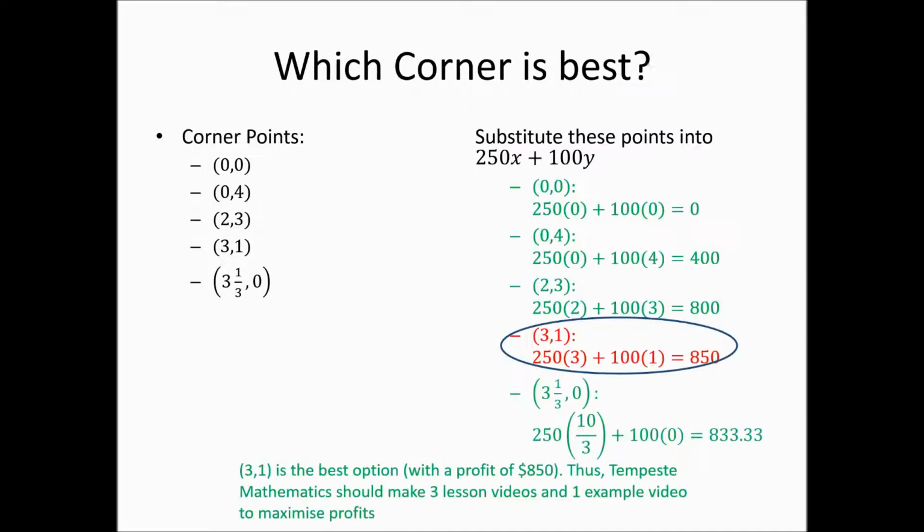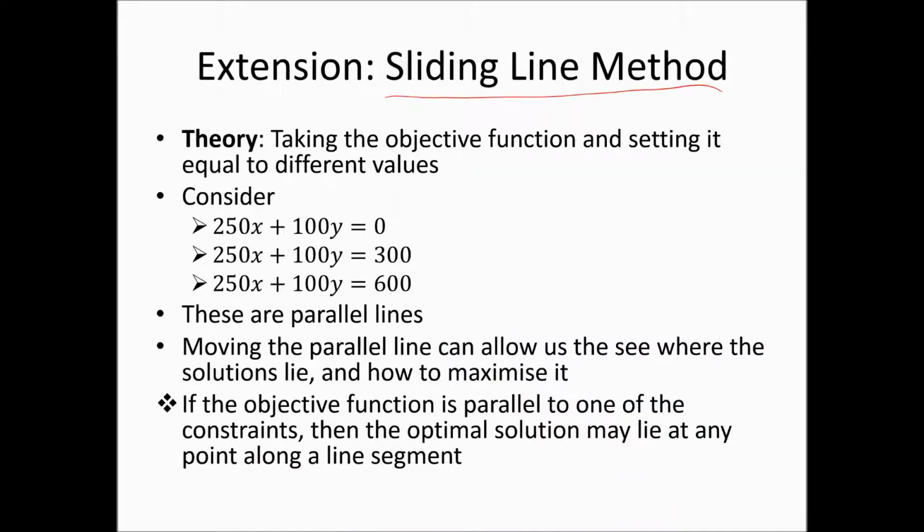So in our example here, we came up with all of these different values for the objective function. If we were to graph each of these, they're parallel lines, so lines that run parallel to one another. And if we were to just animate and move that parallel line, anything that lies along that line is a solution, and we can start to see what's going to give us the best solution, the biggest solution.